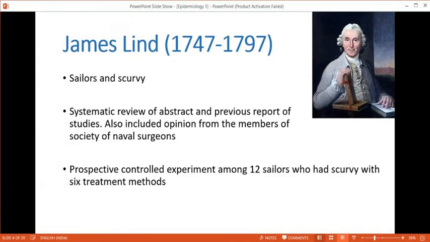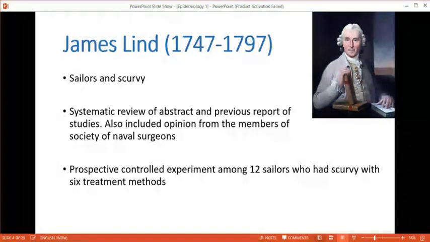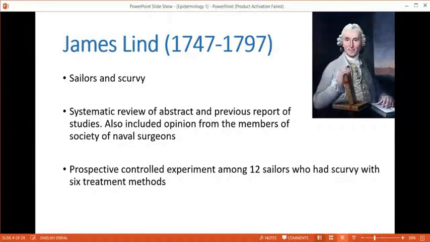And after 3 days, he realized that the person who took the lime and orange, that vitamin C, had gotten better. Though he was not able to say that it was the vitamin C, he found out that those who have this gum swelling, if they are given the orange and lime, they will become better. And the other 5 groups, which he had tried with different treatments, didn't get better. But unfortunately, because the numbers were very small and he was not able to prove this when he was on land, it was not accepted.